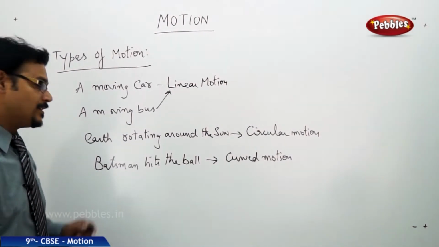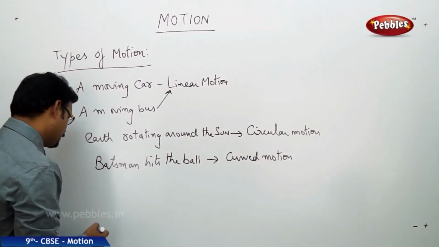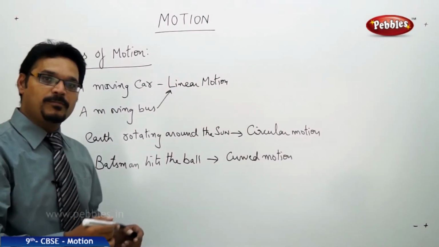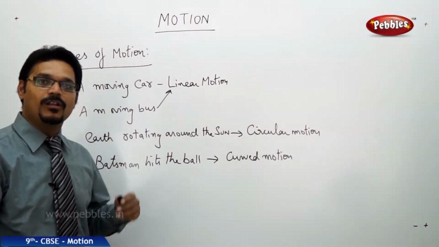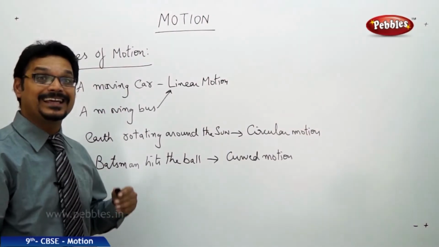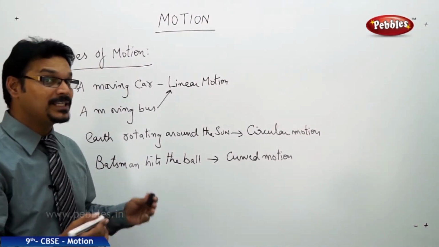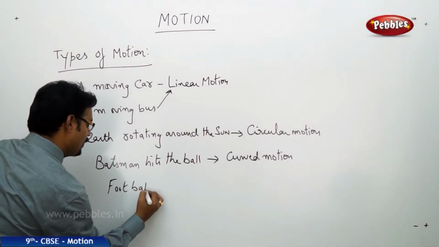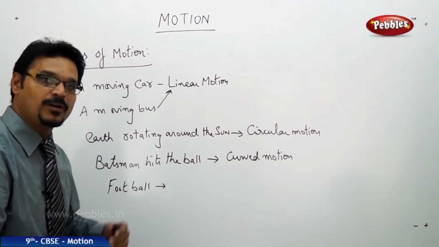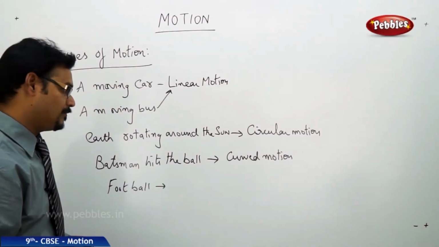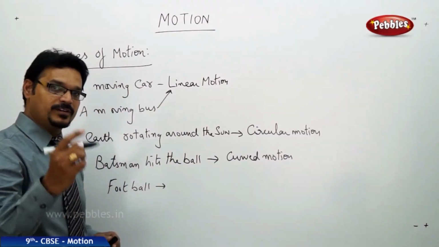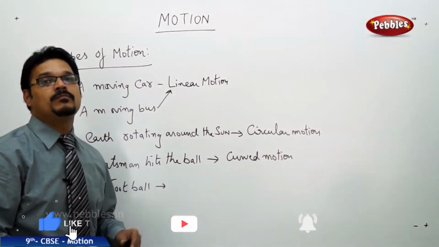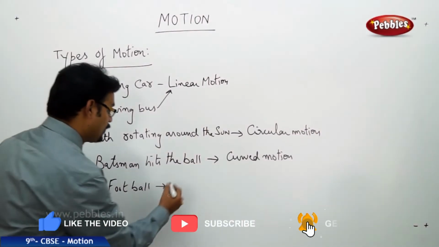Right. Now, a football player hits the ball, or a football player kicks the ball. Then what is the path of the ball? Football, kicked by a football player. What is the path of the ball? Yes, of course you are correct. It is curved motion, but specifically it is called projectile motion.